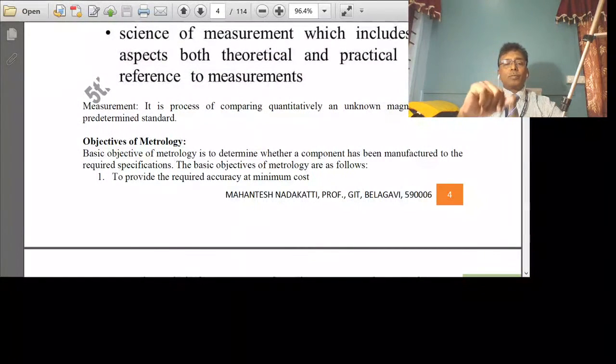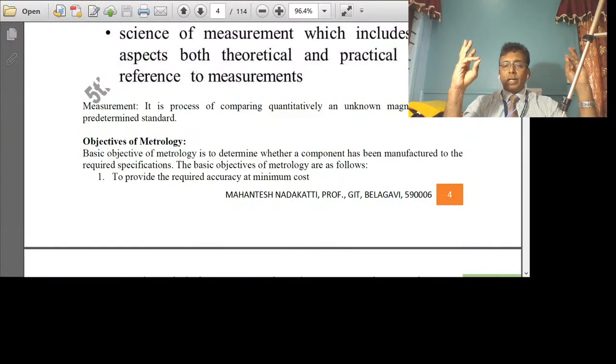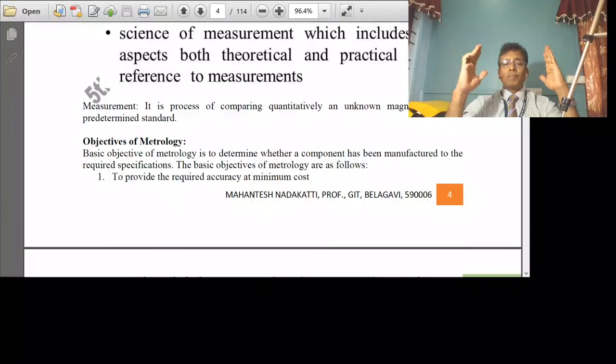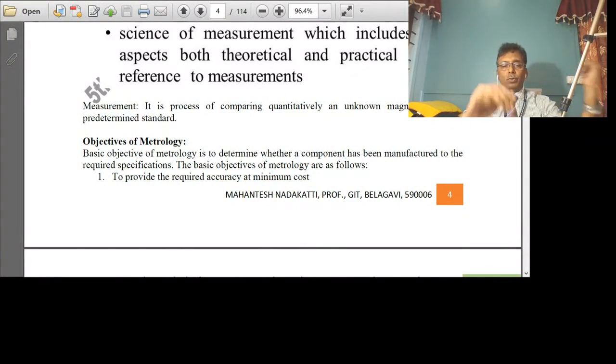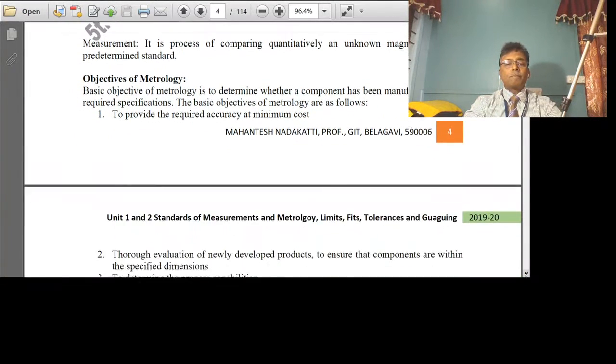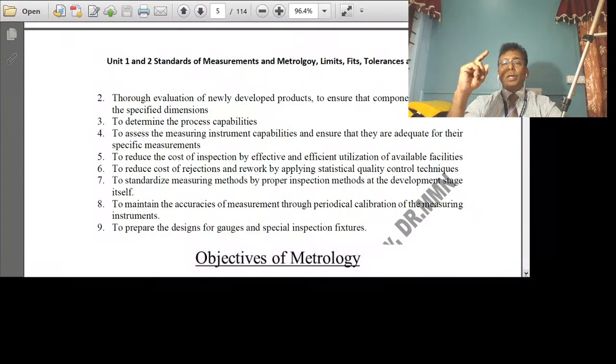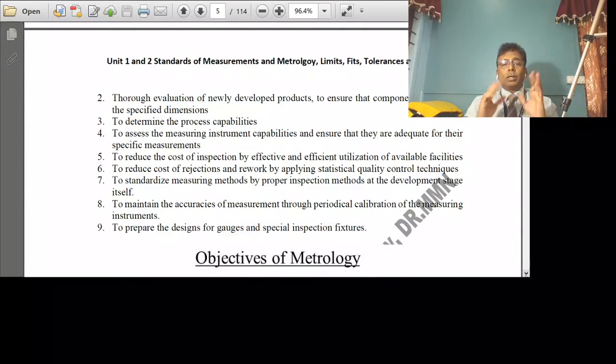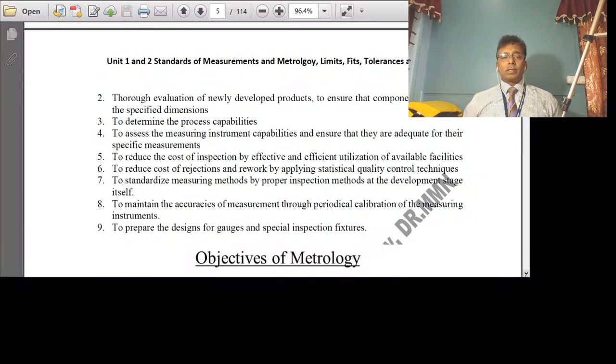Okay. Objectives of metrology. The basic objective of metrology is to determine whether a component has been manufactured to the required specifications. The basic objectives are as follows. 1. To provide required accuracy at minimum cost. Next, thorough evaluation of newly developed products to ensure that the components are within the specified dimension. To determine the process capabilities, to assess measuring instruments' capabilities and to ensure that they are adequate for their specific measurements. To reduce the cost of inspection by effective and efficient utilization of the available facilities. To reduce the cost of rejection.